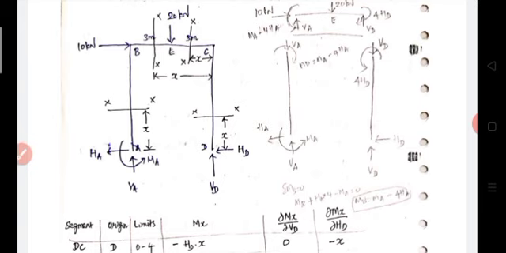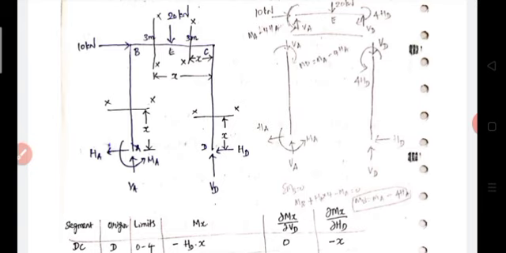Then consider the third portion, CEB. In this case also I considered the origin as D. That means we consider section XX at x distance from D. Therefore the limit will be 3 to 6. At E x is equal to 3, and at B x is equal to 6.